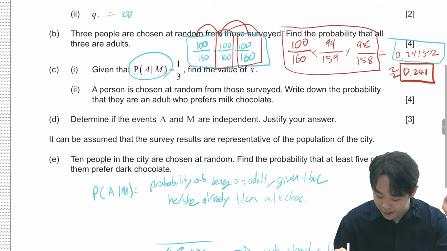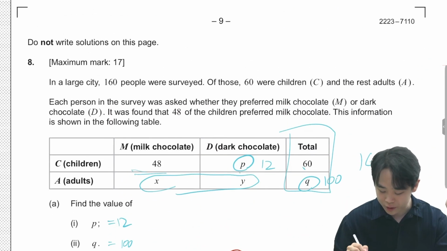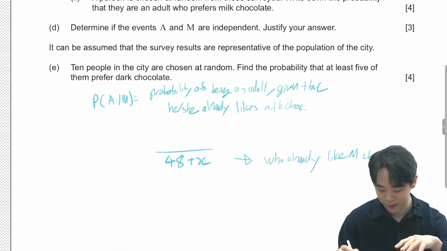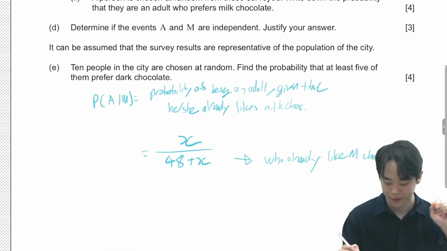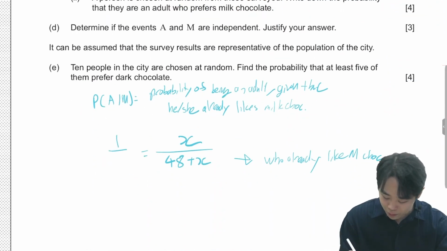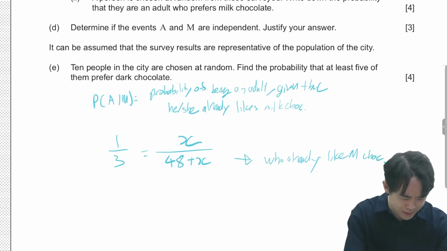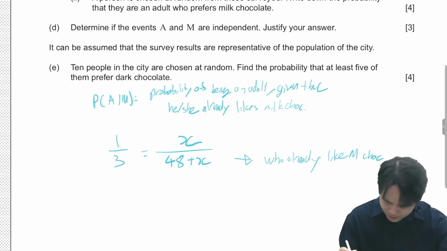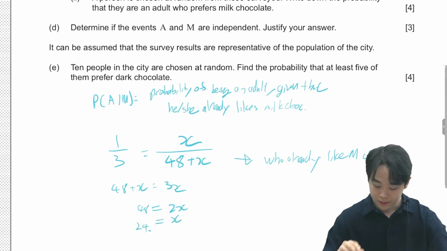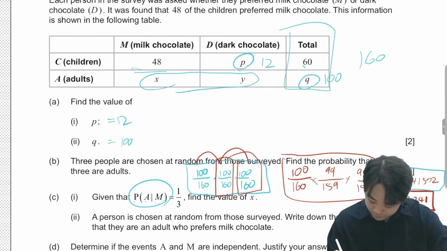What's the probability that we choose an adult? Because there are children who like milk chocolate and adults who like milk chocolate, but we want to look at the probability of being an adult here. That is going to be 1 over 3. So that's basically solving for X here. 48 plus X is going to be 3X, so 2X is 48, and X is going to be 24. It says find the value of X. X is going to be 24.